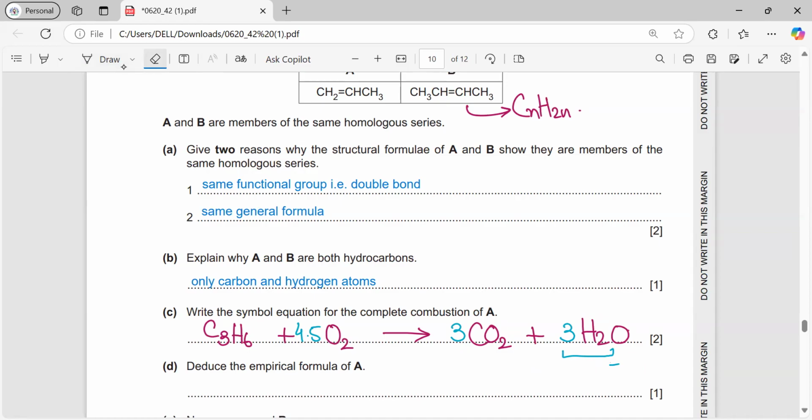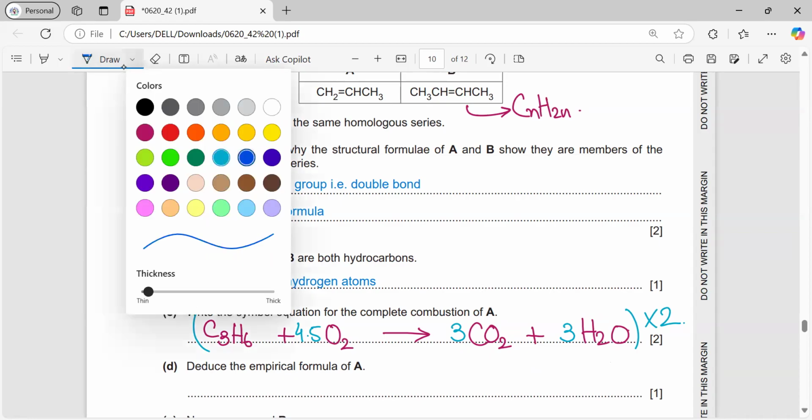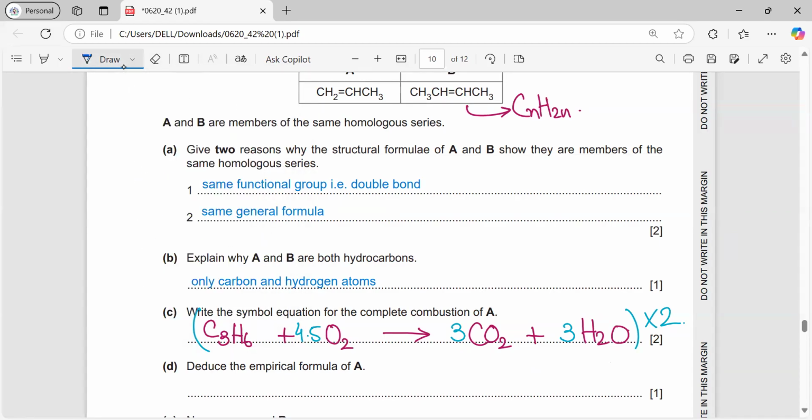Now, as we cannot balance with a decimal, we have to multiply this whole equation by 2 to turn it into a whole number. If we multiply it by 2, then propene will become 2, oxygen will become 9, carbon dioxide will become 6, and water will also become 6. Now we'll write these numbers: 2, 9, 6, 6, and this is balanced.